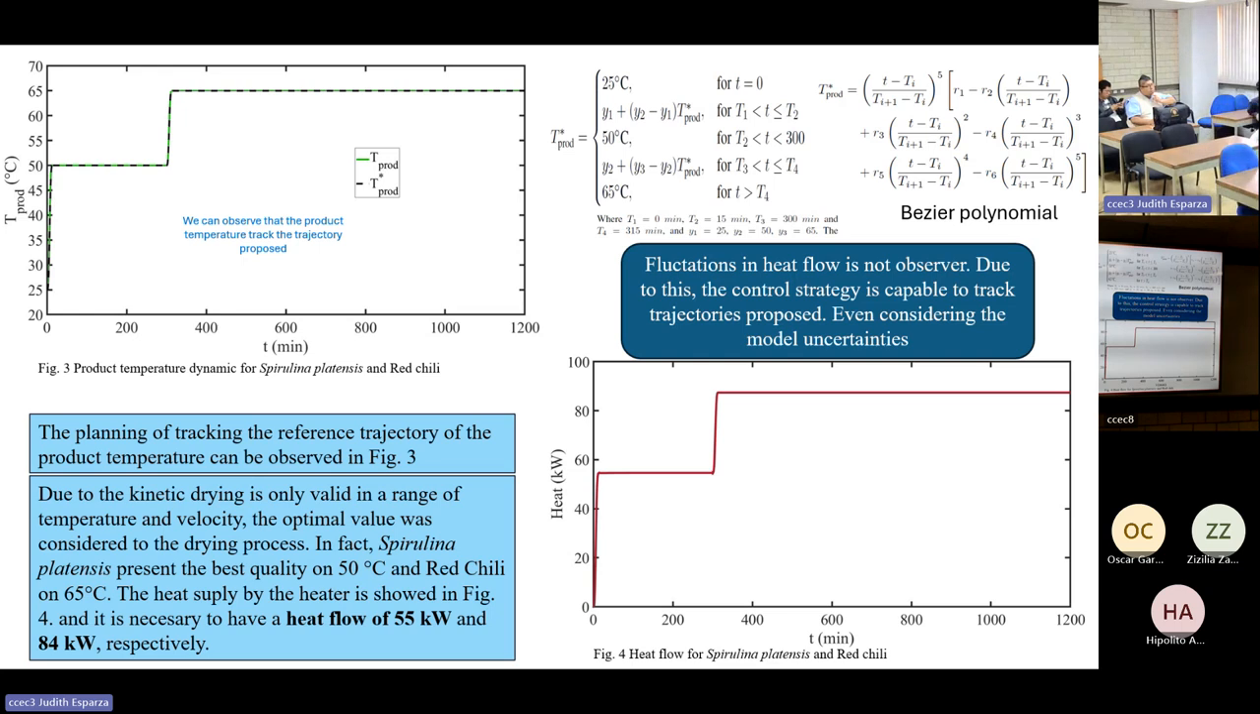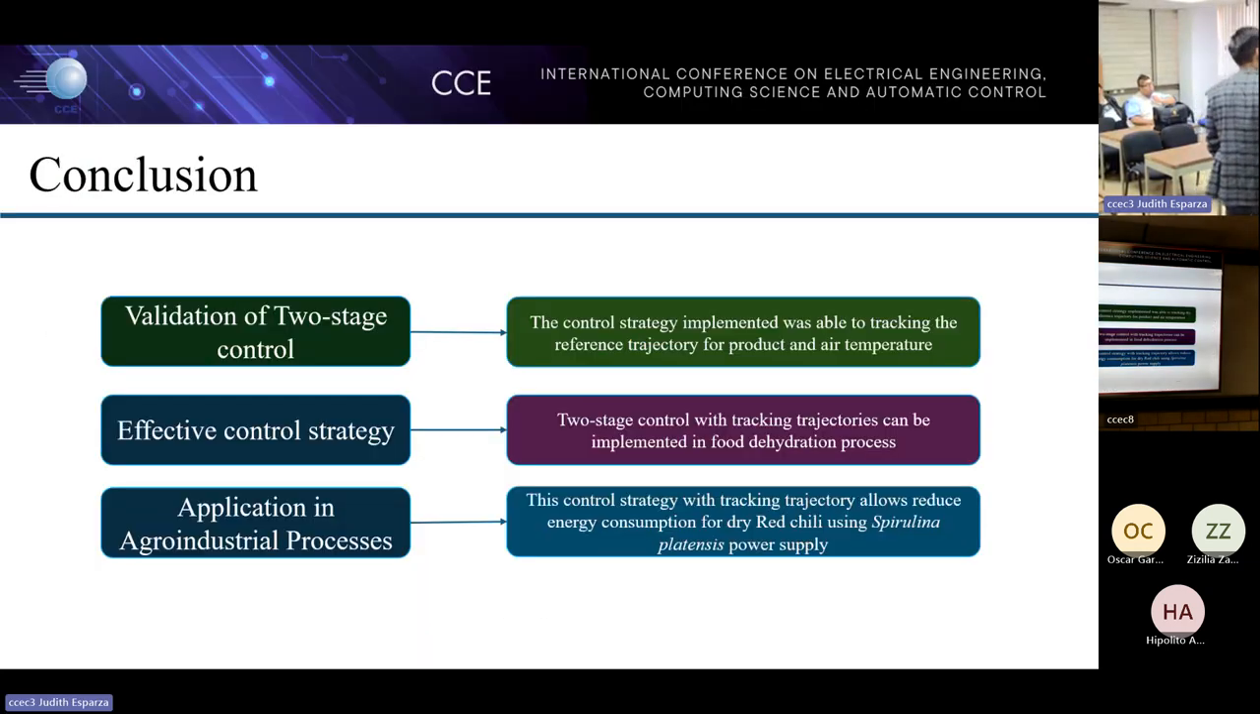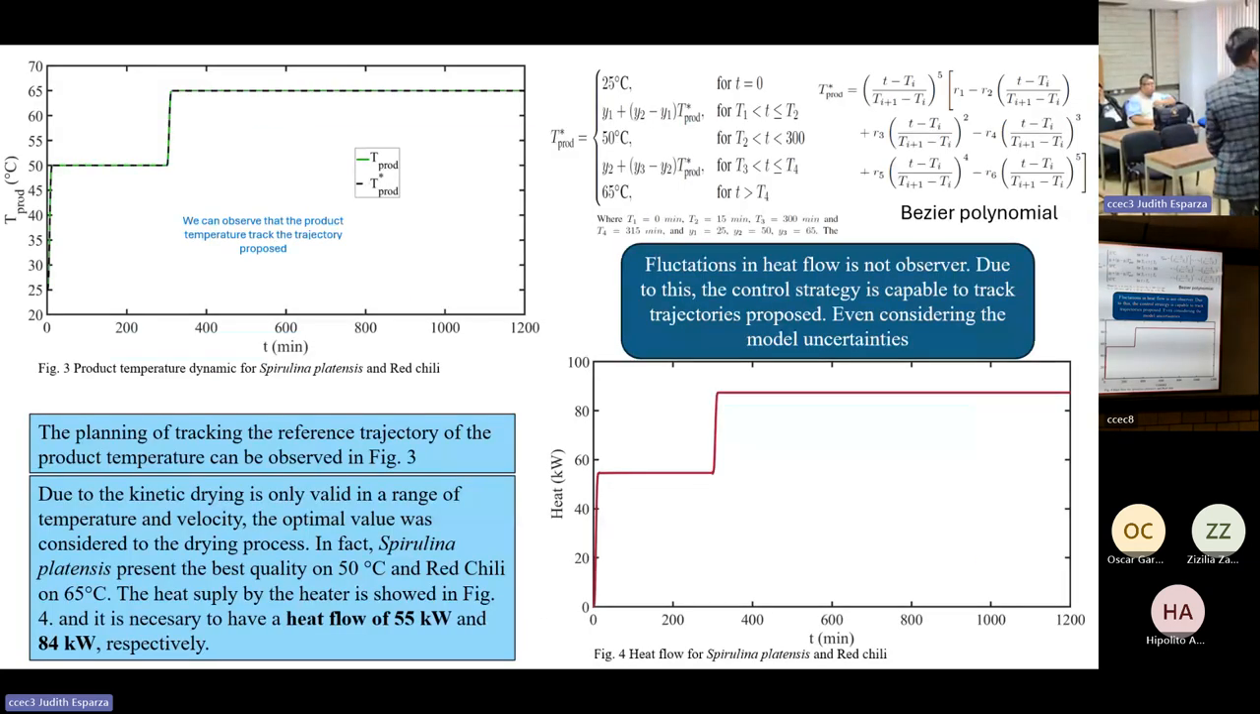Due to the drying kinetics being only valid in a range of temperature and velocity, the optimal values were considered for the drying process. As I mentioned before, 50 degrees for spirulina platensis and 65 degrees for red chili. The heat supplied by the heater is shown in figure 4. For spirulina platensis, we need a heat flow of 55 kilowatts and 84 kilowatts for red chili.